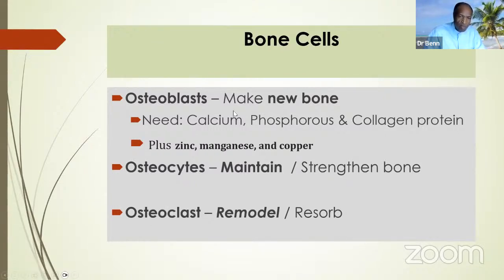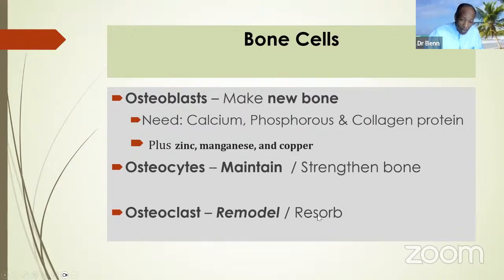So we're looking at making new bone. What's needed? Well, you have to have calcium, phosphorus, and collagen, which is a protein, to make new bone. Those osteoblasts have to have those raw materials to do that. There are also other minerals found, like zinc, manganese, copper, and magnesium as well. But the primary ones are calcium, phosphorus, and then collagen. The osteocytes maintain what the osteoblasts have established, and they are also involved in strengthening bones, a very important aspect that we'll pick up a little bit later.